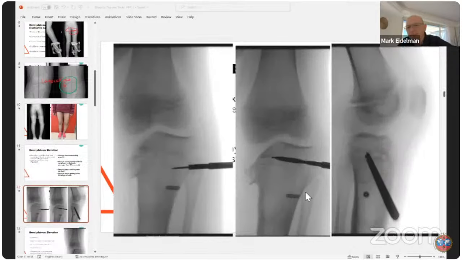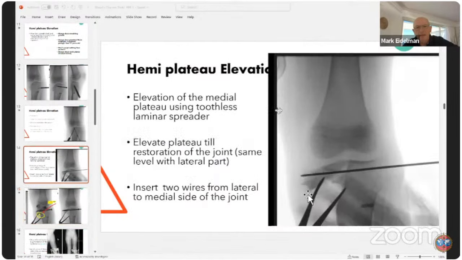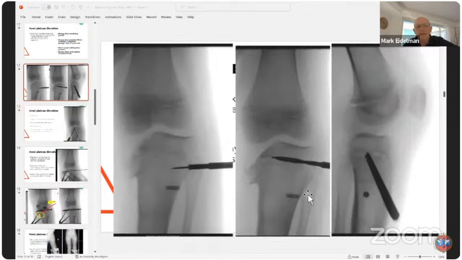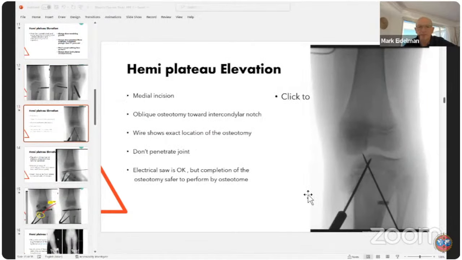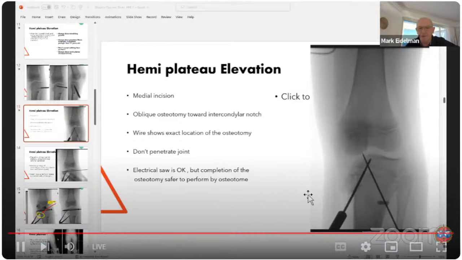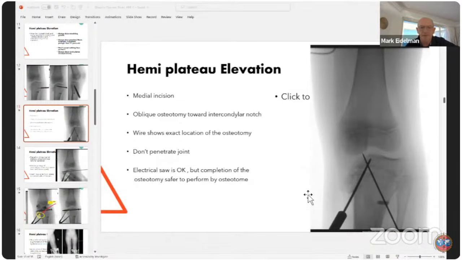So here are the steps of percutaneous lateral hemiphysiodesis, because the medial side is already closed. We start with a medial incision, oblique osteotomy toward the intercondylar notch. A wire shows the exact location of the osteotomy. Don't penetrate the joint. If it happens, don't panic, it will be okay. An electrical saw for the osteotomy is okay, but completion of the osteotomy is safer to perform with an osteotome.